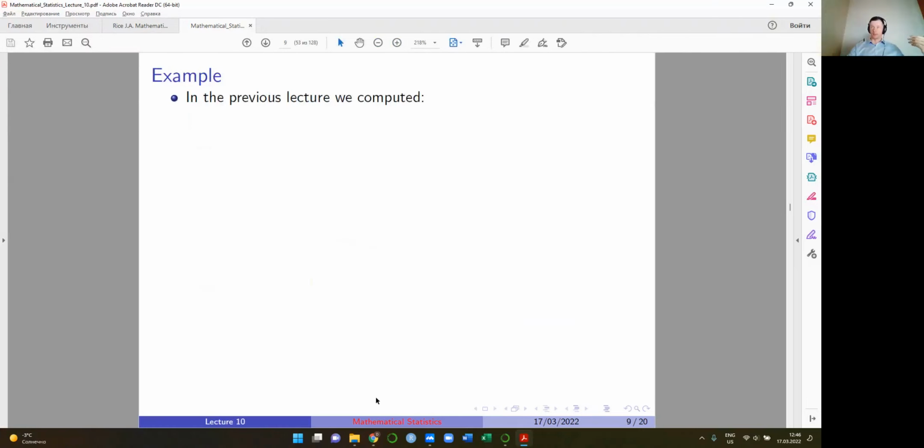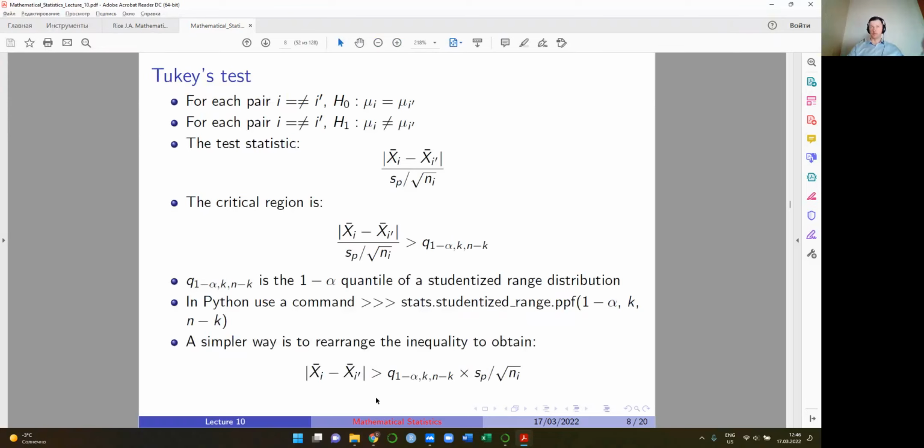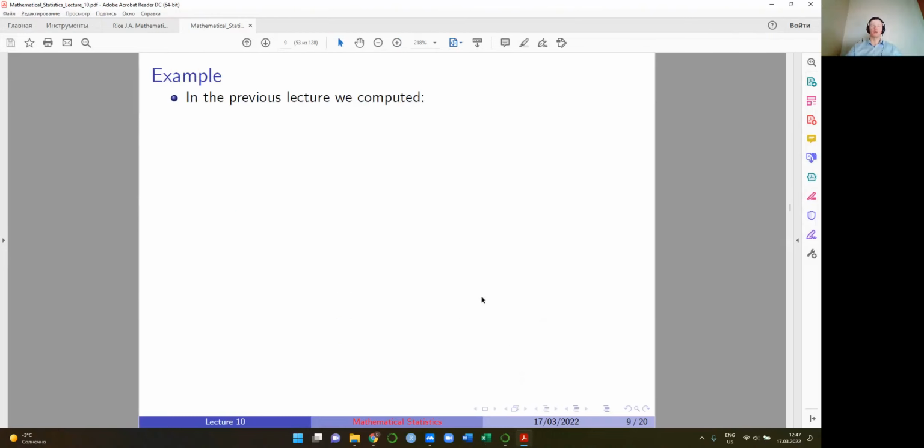So back to our example. Now let's go through all these steps for the test. So basically one new thing for you is this new type of distribution that is used in order to obtain this critical value or quantile. All the other things are more or less familiar, and the whole algorithm is also similar to what we did in many previous lectures.